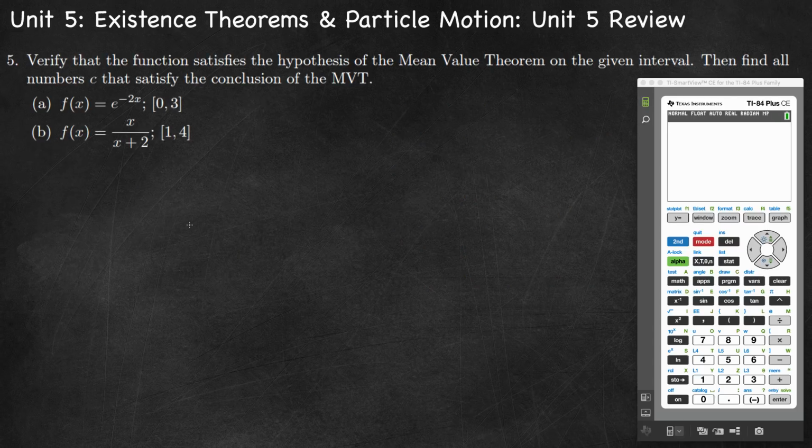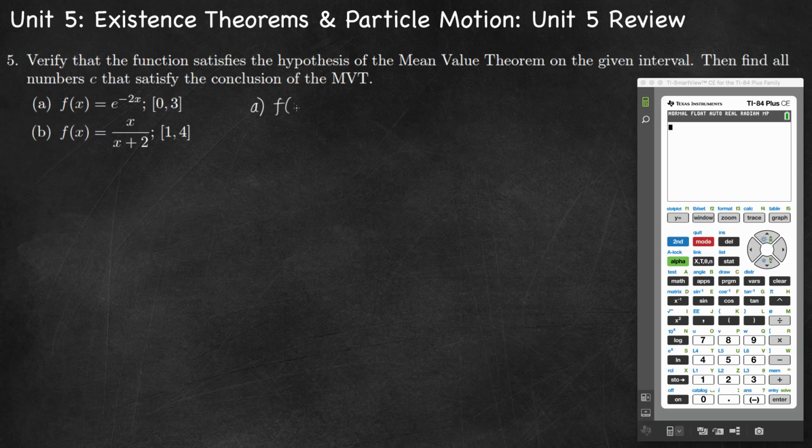Number 5, verify that the function satisfies the hypothesis of the mean value theorem on the given interval. Then find all numbers c that satisfy the conclusion of the mean value theorem. For part A, we're going to start by checking our conditions. The mean value theorem has 2 conditions. 1, the function has to be continuous on the closed interval, in this case from 0 to 3, and then it has to be differentiable on the open interval from 0 to 3. We're working with an exponential function, and exponential functions are continuous and differentiable for all real numbers, so we don't have a problem there. We just have to state that we've checked it.